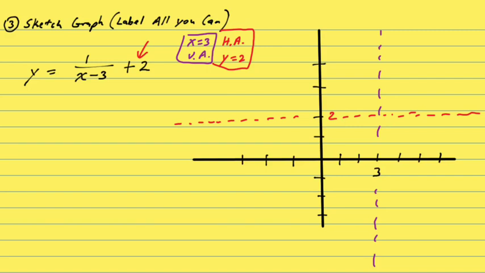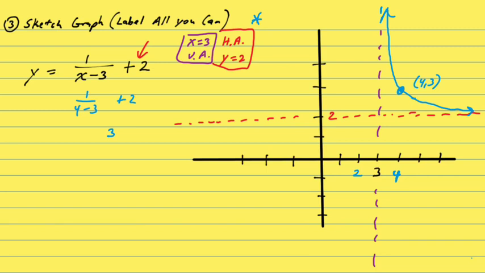What do you get if you put in a 4? You'd get 1 over 1 plus 2, which I think is 3. That's up here, isn't it? 4, 3. And I know that it has to curve from one asymptote towards the other asymptote. Notice I labeled a point. I labeled my asymptotes. That's what I mean when I say label all that you can.